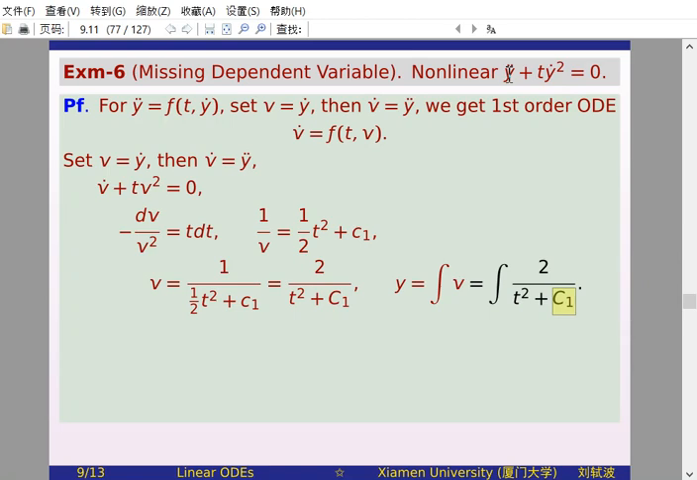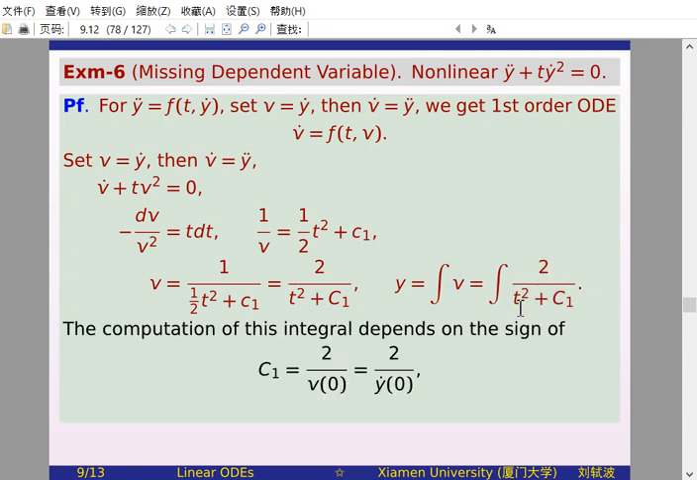The general solution should contain 2 arbitrary constants. Therefore, our y containing 2 arbitrary constants is reasonable. But this integration, the method to compute it depends on the sign of c1.